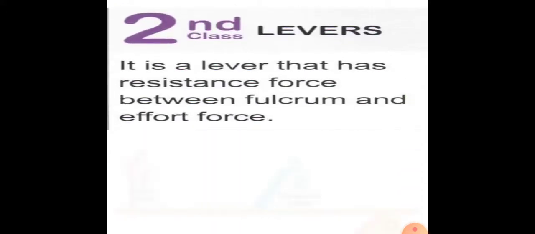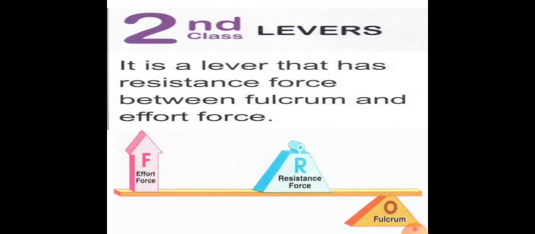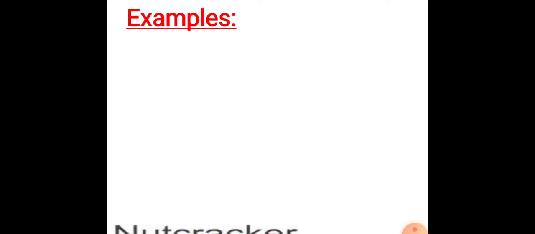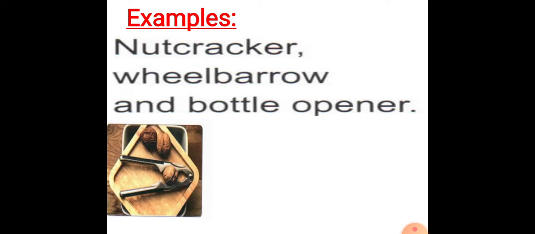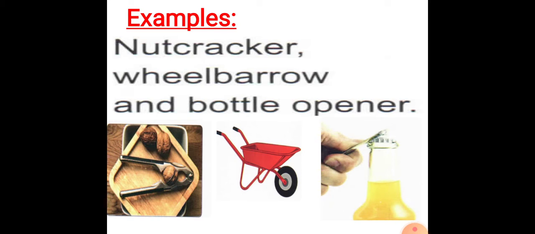Let's talk about the second class levers. This type of lever is one in which the resistance force is between the fulcrum and the effort force. So it's a lever that has the resistance force between the fulcrum and the effort force. Examples: nutcracker, wheelbarrow, and bottle opener. They are examples of the second class levers. Why? Because they have the resistance force in the middle between the fulcrum and the effort force.